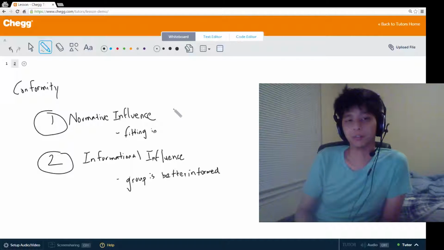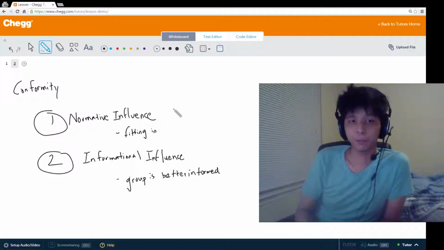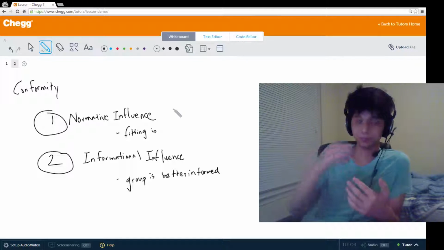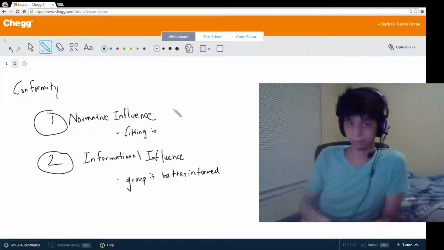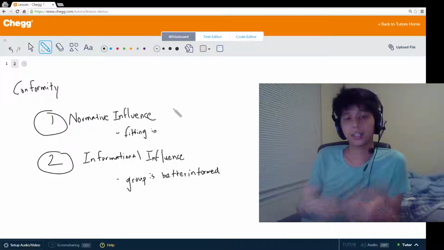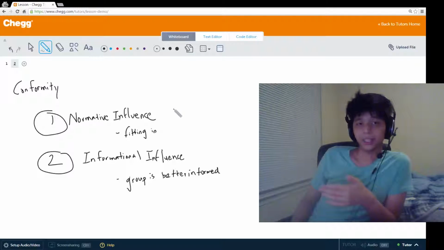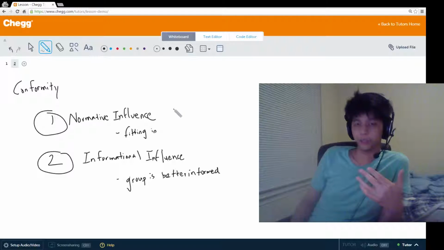The second major factor of conformity is informational influence. So in informational influence, someone conforms to the majority opinion because they genuinely think that the group is better informed than themselves. So in this case, you're conforming because you think that the group is actually right over you.